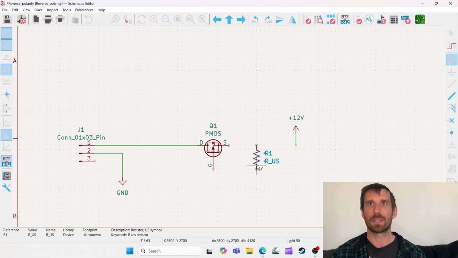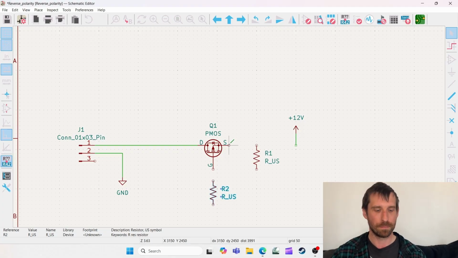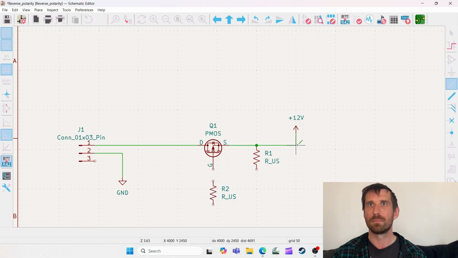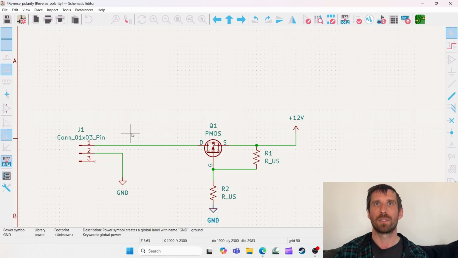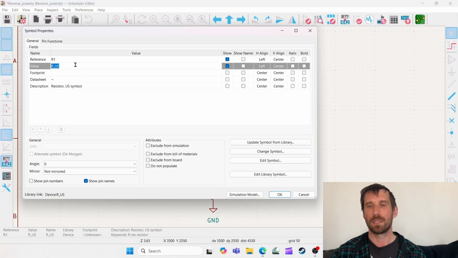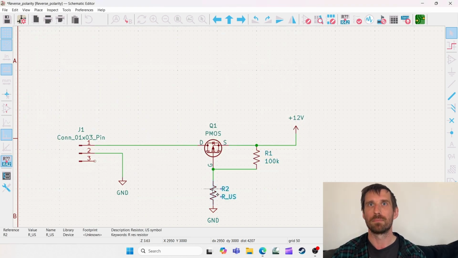Then we're going to copy and paste. And we need one right there. Then we're going to wire it up. Then we need to put a ground in here. Because I'm starting out with 12 volts, I'm going to make these both 100K. That's a good value to use.